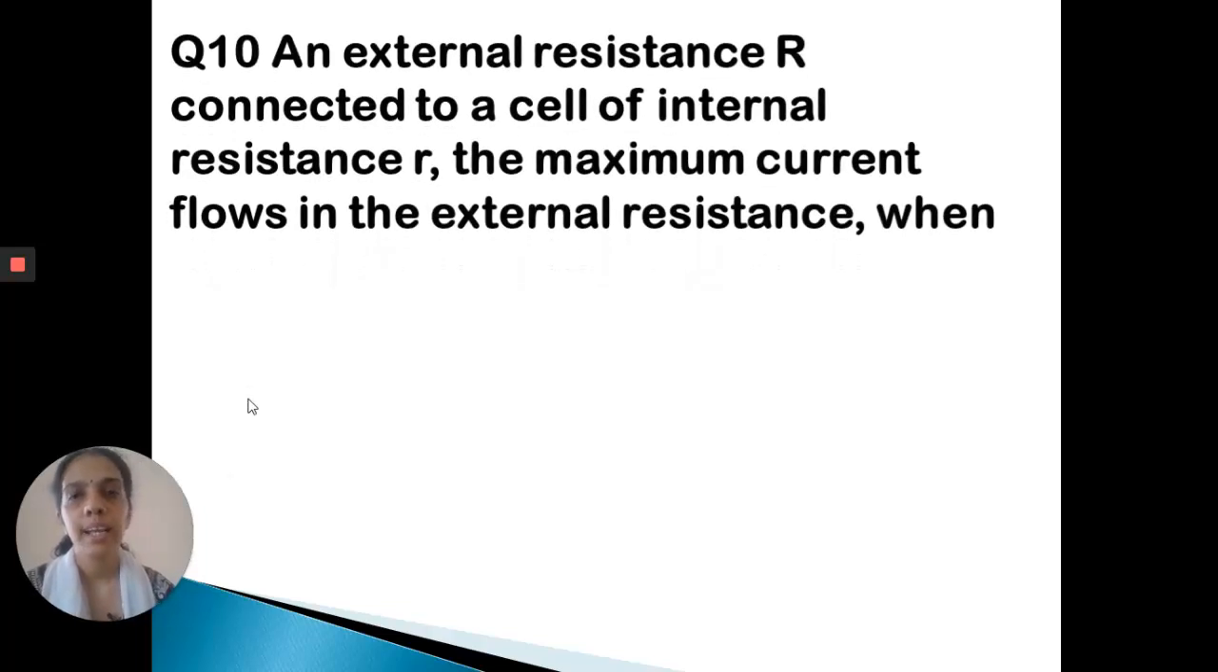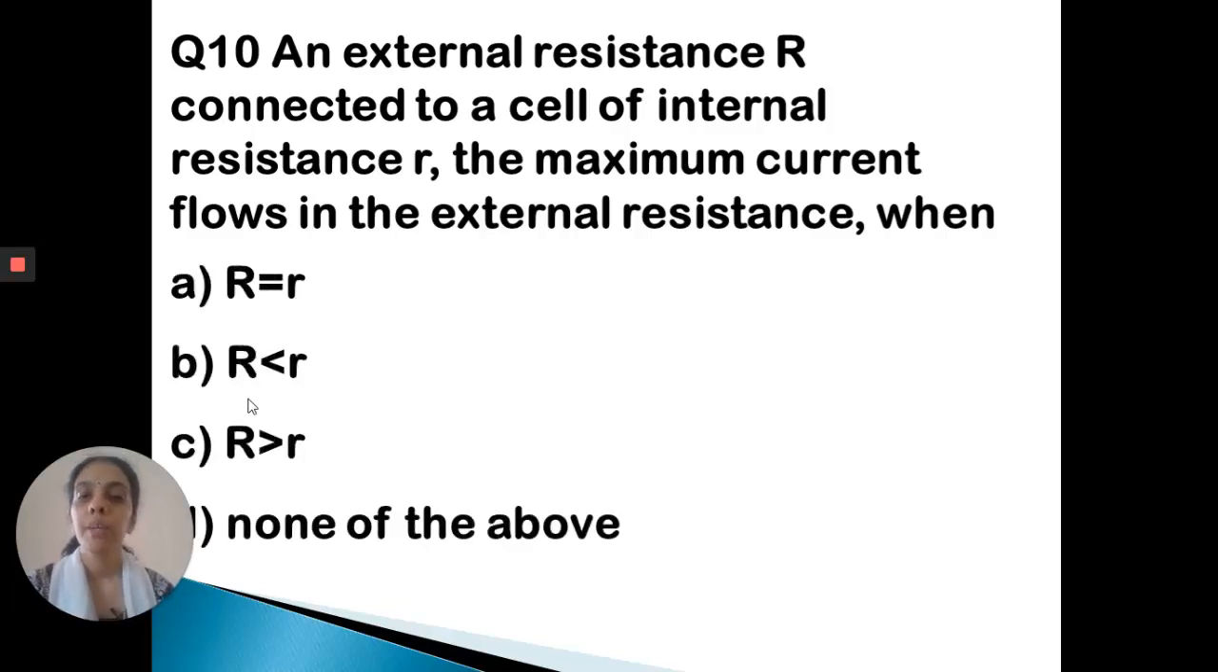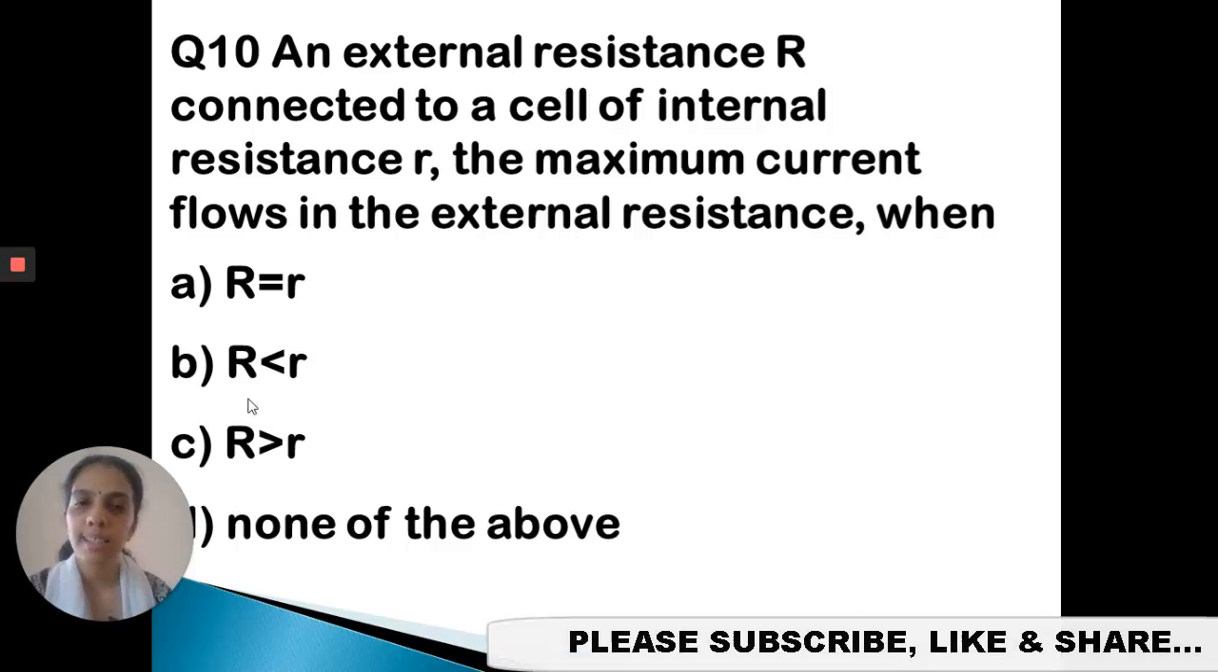The next one: an external resistance capital R is connected to a cell of internal resistance small r. When will the maximum current flow in the external resistance? We get the maximum current when the external resistance is equal to the internal resistance of the cell. That is what we use in our potentiometer; balancing the potentiometer wire also uses the same idea. So the answer is capital R equals small r. Try to do this.